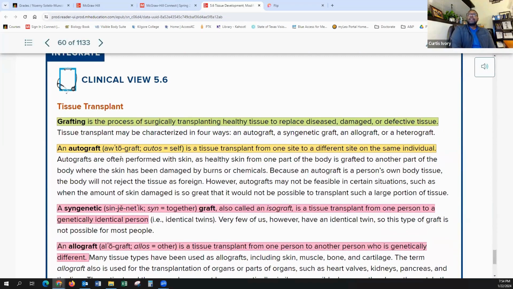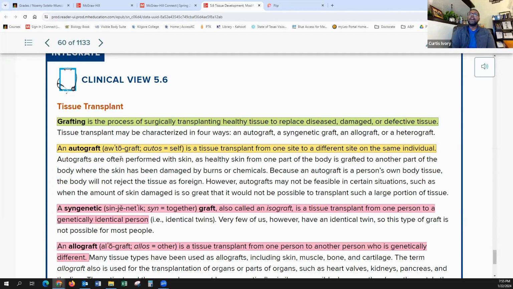So, with that being said, we also have what's called tissue transplants. Sometimes, like for burn victims, they'll transplant different tissues to repair their skin. Or if you tear a tendon, they may take a piece of a tendon from something else or another human and replace it. So that's also referred to as grafting. Grafting is the process of surgically transplanting healthy tissue to replace diseased, damaged, or defective tissue.